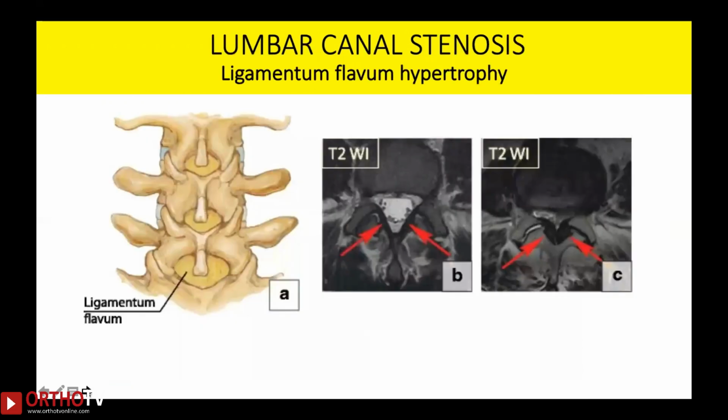Lumbar canal stenosis can also be diagnosed on the MRI, and the classical lumbar canal stenosis happens because of the ligamentum flavum hypertrophy. The ligamentum flavum appears as a thin layer on the undersurface of the lamina.